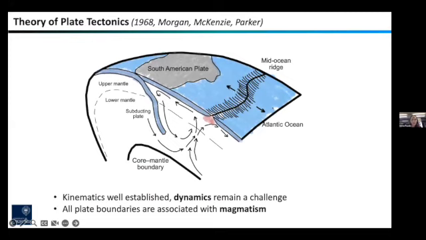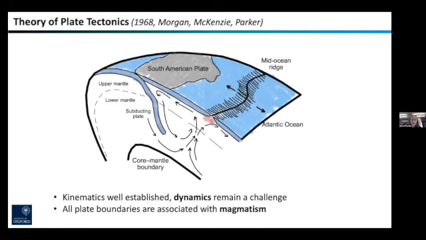So it all starts with the theory of plate tectonics, which for the last couple of decades has created this framework for understanding how the Earth works. And it nicely explains how the surface of our planet moves, but it doesn't quite explain the nature of tectonic plates or how they deform. Essentially, the kinematics of plate tectonics is well established, but the dynamics remain a challenge.